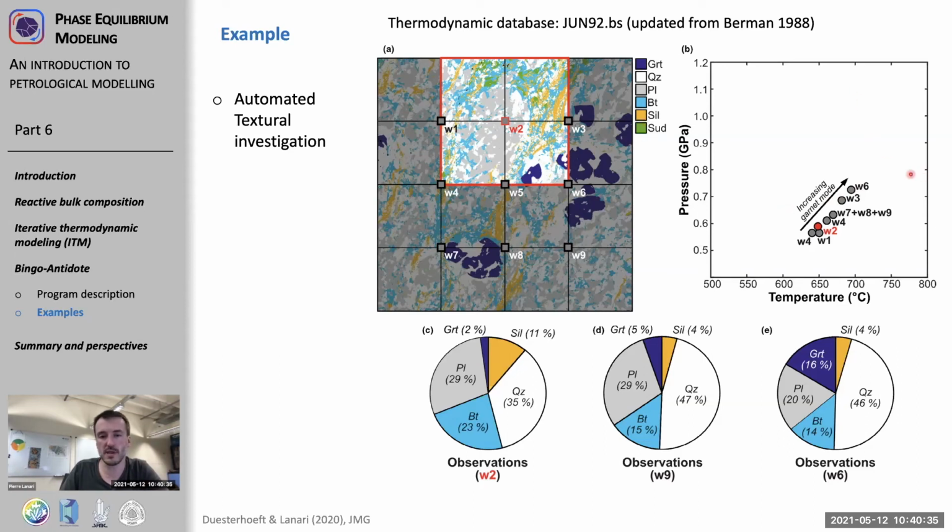In the Berman database, the garnet isopleths are at higher pressure and temperatures. That's why when you have more garnet in your reactive bulk composition, you tend to go to higher pressure and temperature conditions.